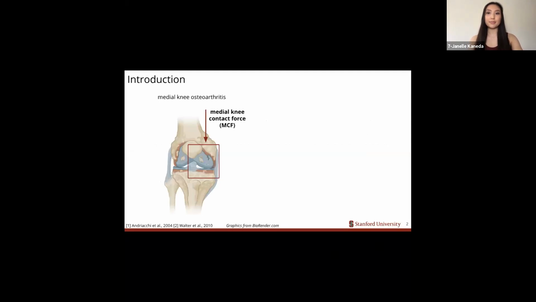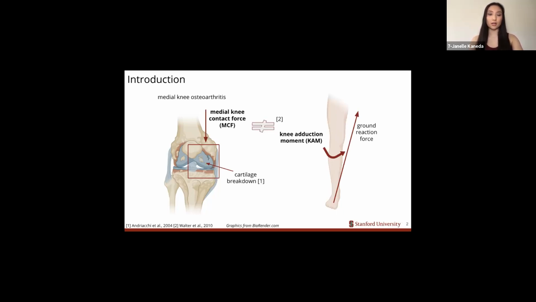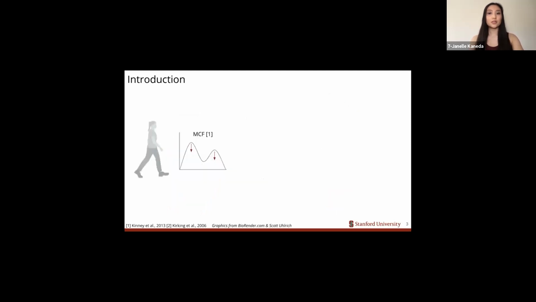Although increases in medial contact force are associated with medial knee osteoarthritis progression due to the tissue-level relationship between contact force and cartilage breakdown, non-invasive interventions like gait modifications often target knee adduction moment, which is easier to measure and has more clinical evidence, but is not always associated with medial contact force trends. So, gait modifications targeting medial contact force peaks directly could be more effective.